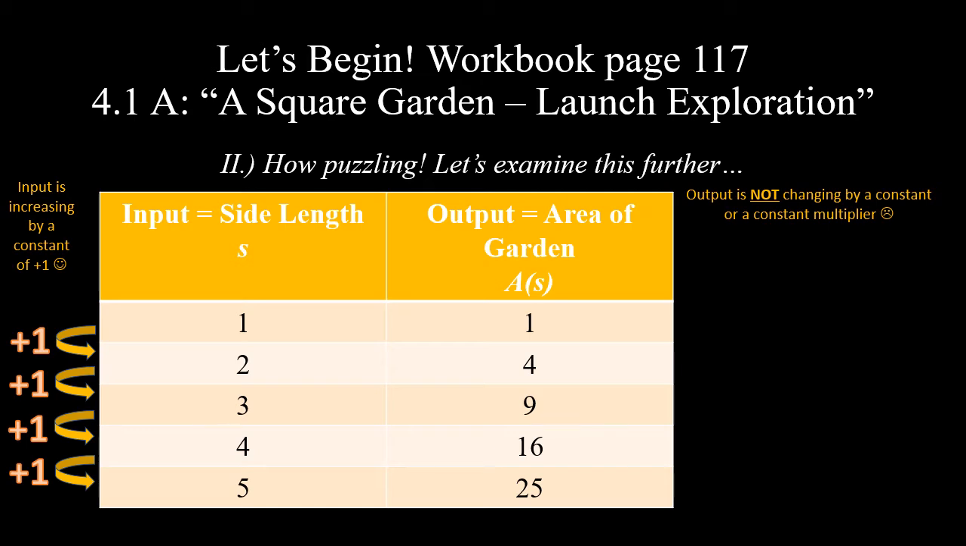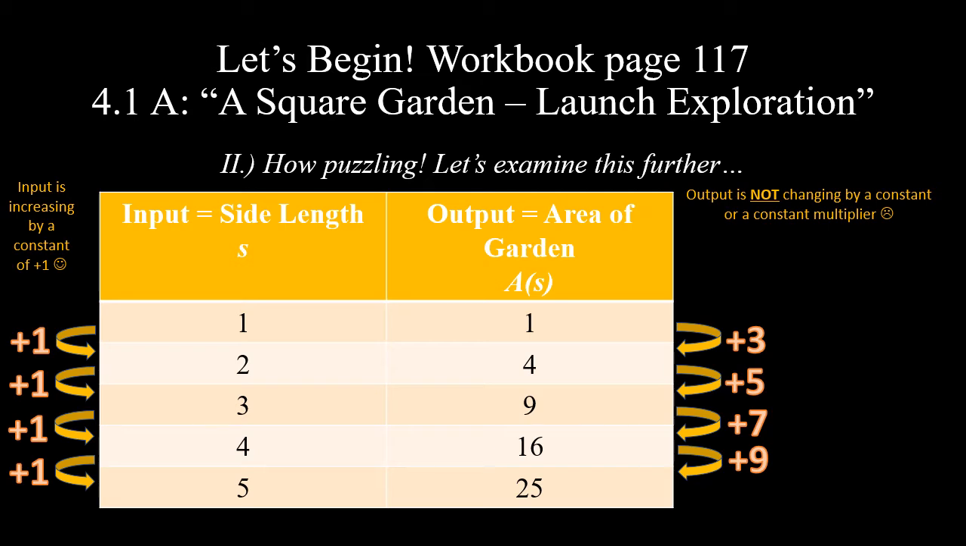So what I want to do is take us back to when we were examining this table to see if it was linear, okay? So we looked at our outputs. To go from 1 to 4, we added 3. To go from 4 to 9, we added 5. To go from 9 to 16, we added 7. And to go from 16 to 25, we added 9. And we said, okay, they're increasing, but not by a constant. This can't possibly be linear.